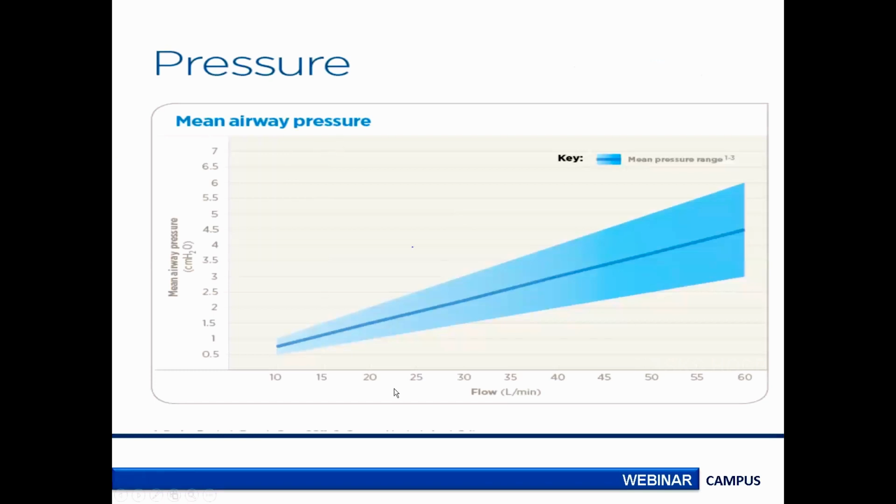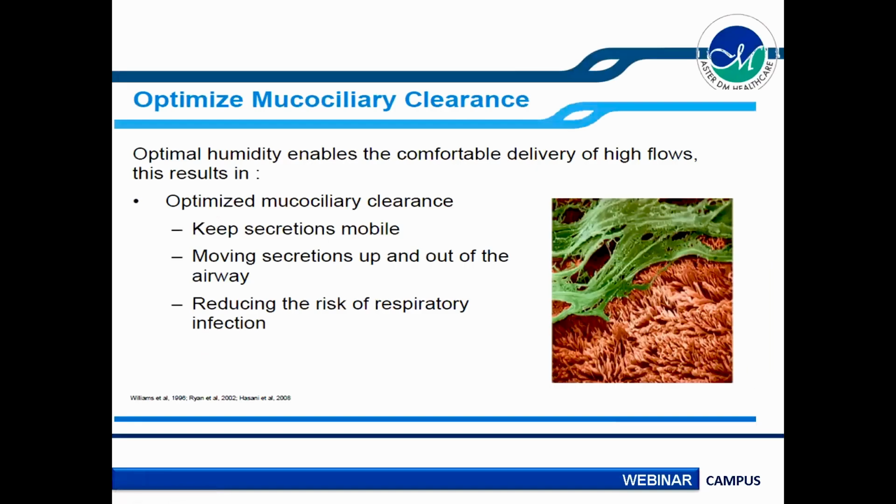So this is the mean airway pressure. You can see here, with a flow rate of somewhere around 40, you are getting a mean airway pressure of somewhere around 4. But when you go to 60, you can go up to 5 to 7, etc. This is the mean airway pressure, not the PEEP.